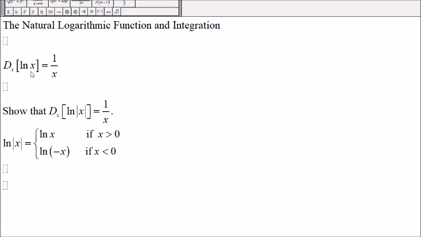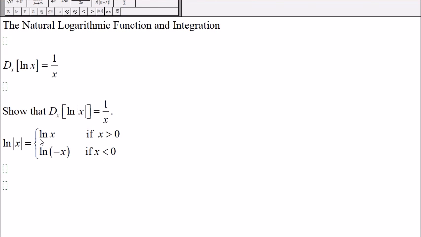So far we have seen that the derivative of the natural log of x is 1 over x. And now we want to show that the derivative of the natural log of the absolute value of x is also 1 over x. Recall that by definition of absolute value, the ln of absolute value of x is the same as ln x as long as x is greater than 0. And then the ln of absolute value of x is equal to the natural log of negative x, if x is less than 0.